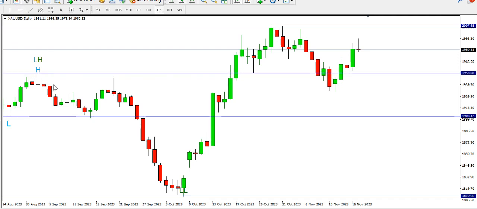Now we have the break of the structural low around here, but price didn't close below this structural low. But we have a full break here where price closed below the low, and you can see what happened, leaving behind a double top. This is the first top, this is the second top. Break of structure to the downside. I can see how price moved on the daily time frame. Now this is a lower high, this is a lower low.